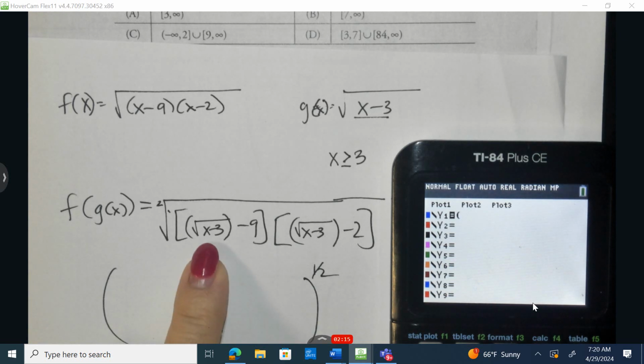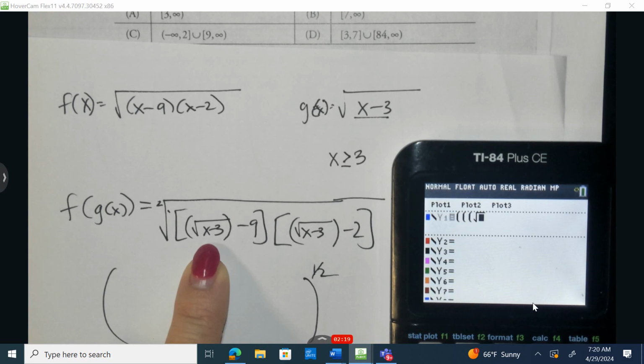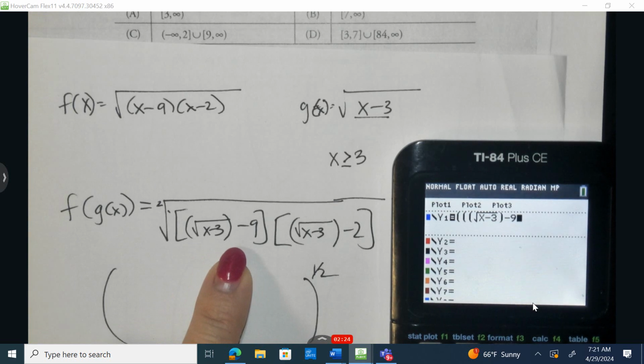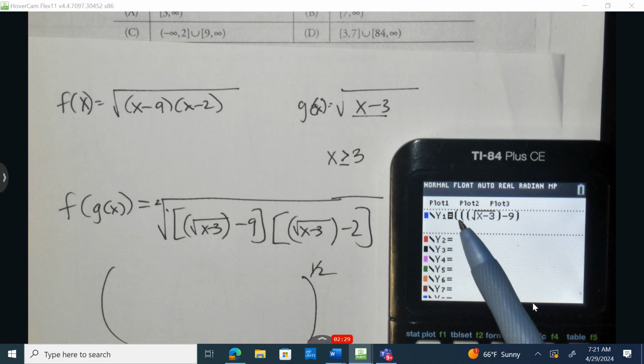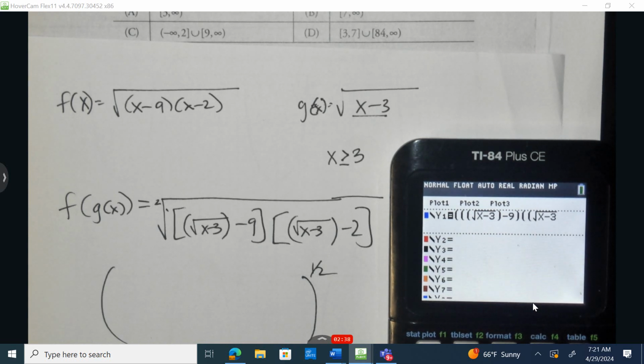All right, so this inside one, I'm going to have to do a couple parentheses here. This inside one is going to be the square root of x subtract 3 minus 9, okay? So there is 1, 2, 1, 2. Okay, that's perfect. And then we're going to take that times, again, 2 parentheses, and we're going to do square root of x subtract 3, and then minus 2 end parenthesis. And now I want to raise this all to the 0.5. All right, let's see what we have.